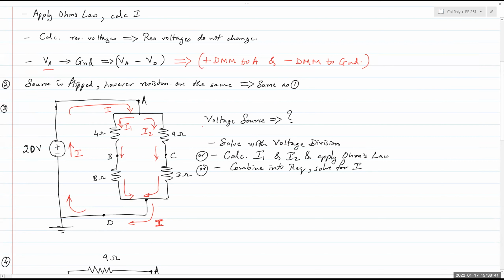VB and VC, you can solve using voltage division. Well, you would first find resistor voltages. So let me note that. You calculate the resistor voltages.